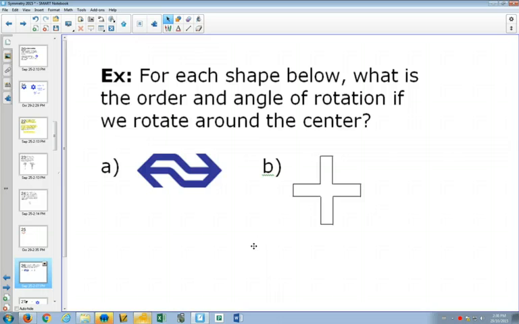Okay, so you've got 6 examples here. I want you to say the order and the angle of rotation. You can do 90, 180, and then you can do another one. Did you get an order of 2?